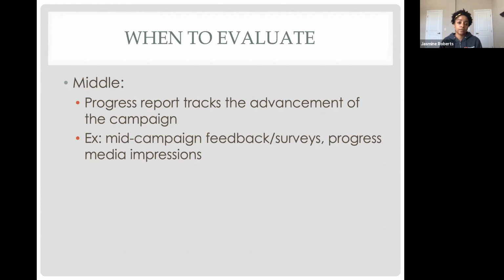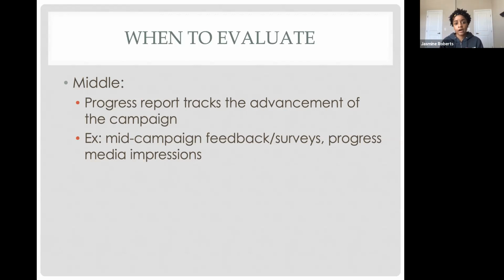One way to do that is through conducting surveys on the audience that you're targeting, making sure their response is in line with what you had hoped it would be pre-campaign, looking at attendance figures if you're trying to put on an event of some sort, and looking at sales figures mid-campaign.